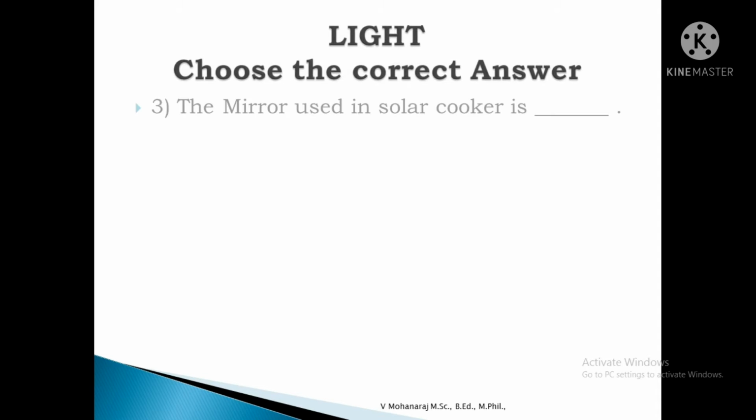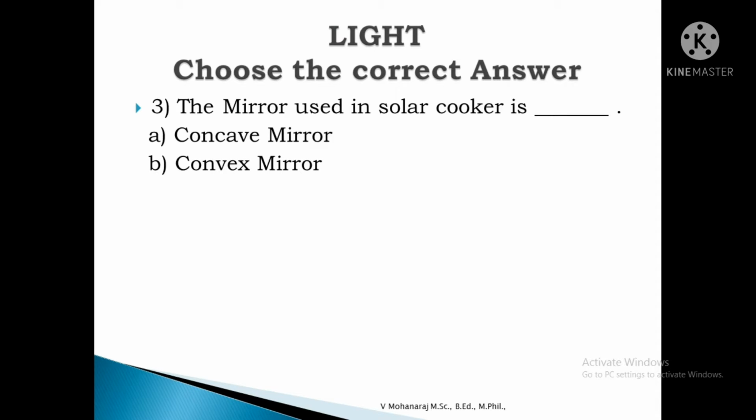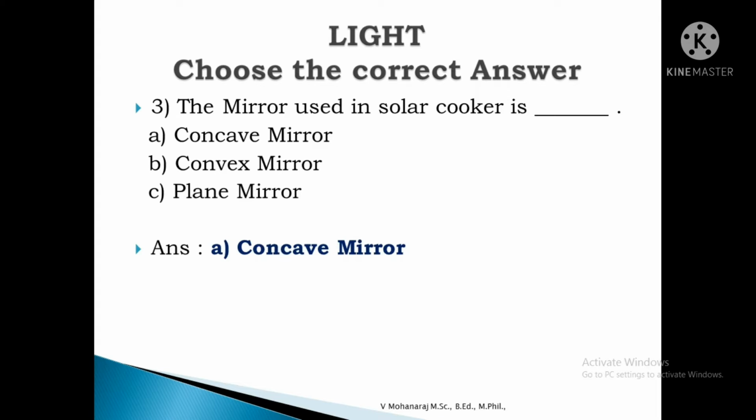And third one, the mirror used in solar cooker is dash. Options: concave mirror, convex mirror, plane mirror. The answer is concave mirror.